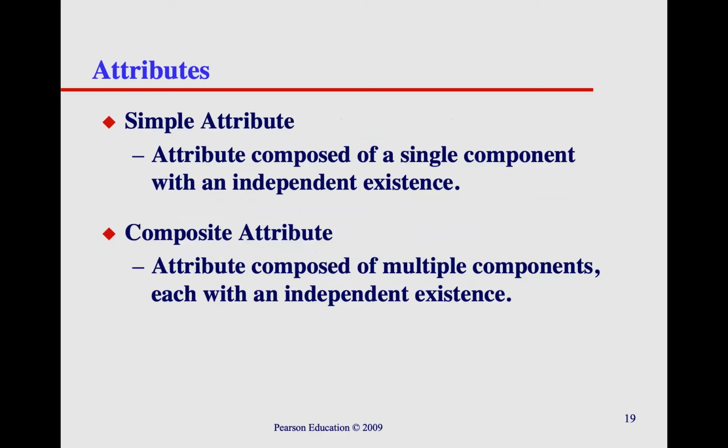Okay, so you can have either simple attributes or composite attributes. A simple attribute has a single component. A composite attribute has multiple components. So a date is a composite attribute because it's a month, a day, and a year. An address that is a street address, a city, a state, and a zip code is a composite attribute because the street, the zip code, the city, and the state all exist independently, but they're being combined into a composite attribute called address. So those are some examples of composite attributes.